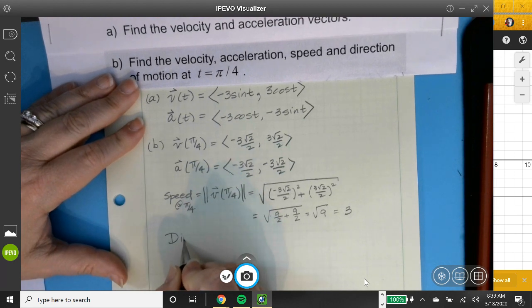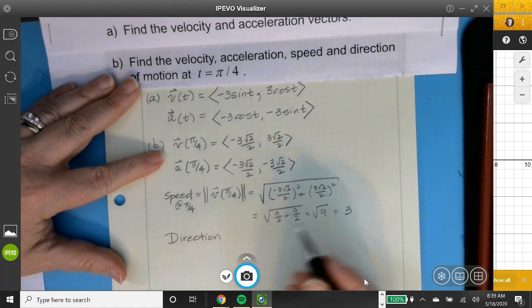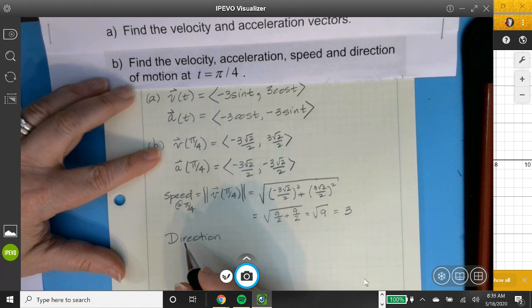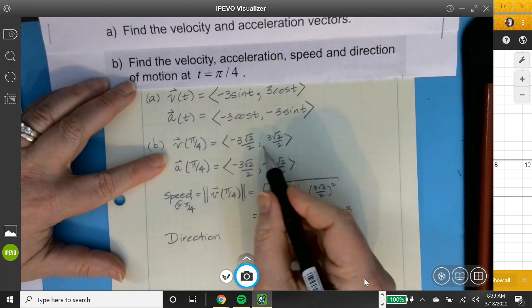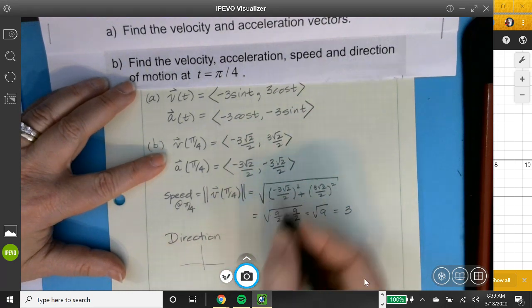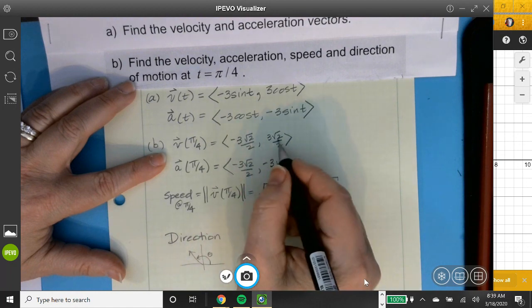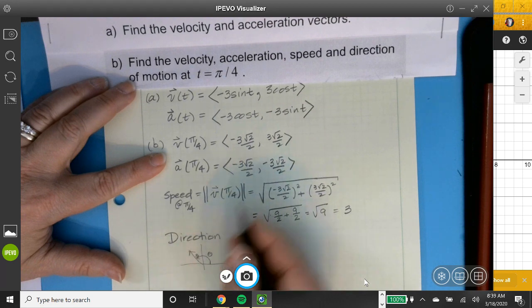Well, the direction can be done one of two ways. You can do the angle of your velocity vector. Okay, so my velocity vector, if I were to do the quadrant, it's going to be negative, positive, right up here. So this would be my direction angle, theta. And this looks to me like the magnitude here is 3, and then my root 2 over 2. So I think theta here is 3 pi over 4.